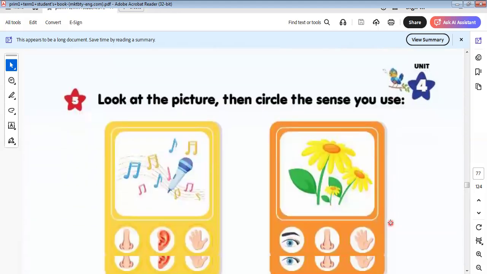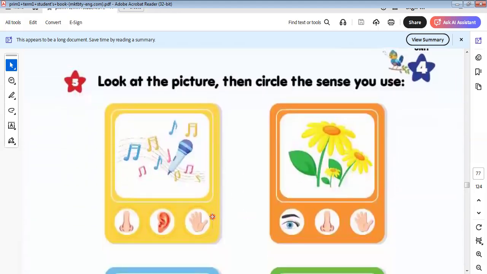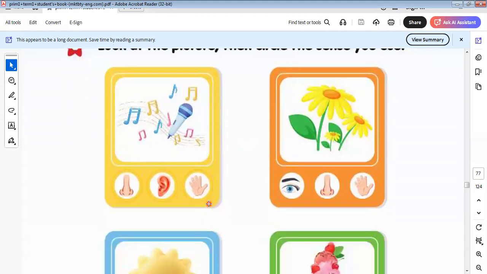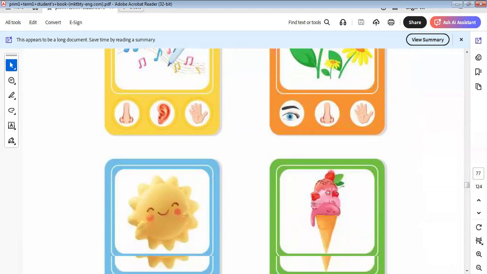Let's go to another one here. Here we have the pictures, and we draw the senses that refer to each picture. Here we have music. So what do I use to hear? I use my ears. In this picture we see the flower and we smell it. So we use two senses here. We use eyes and we use nose.